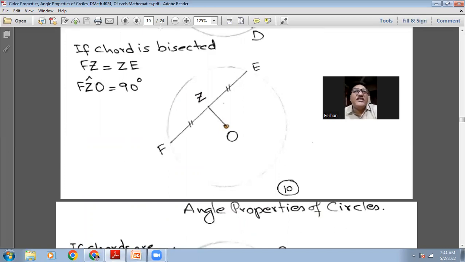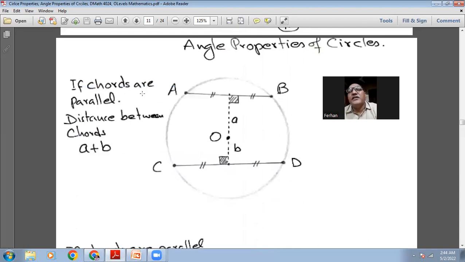If the chord is bisected, for example, this is chord FE, and from the center, a line segment OZ came to the chord and divided that chord into 2 equal parts, so FZ is equal to ZE, then the angle between the chord and that line segment will be 90 degrees. It will be a right angle. So the angle OZF, or FZO, you can say, will be 90. This angle will be 90 degrees. So that's the second property in our syllabus.